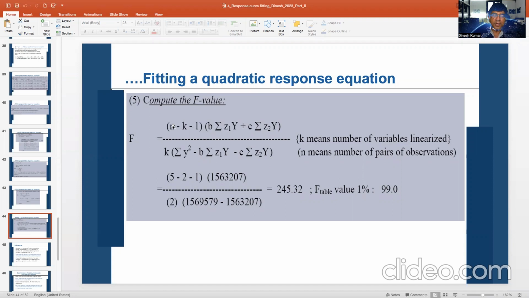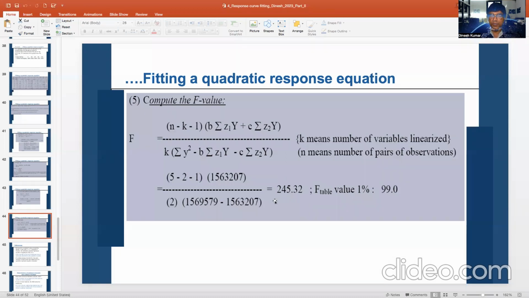And here N is the number of observations, so the number of pairs of observations. Here the number of pairs was 5. So you put 5 here. And then K is the number of variables linearized. In this case, 2 variables were linearized. One was X, the other was X square. Therefore, 2 variables were linearized, so 2 minus 1. And then you can put the values of these terms and you get F calculated as 245.32.